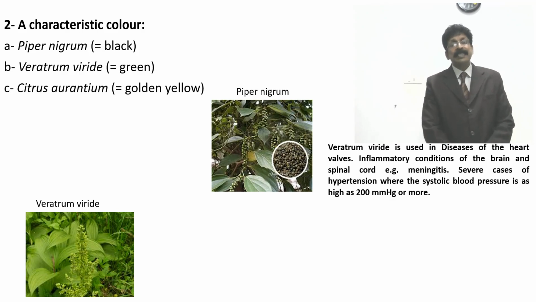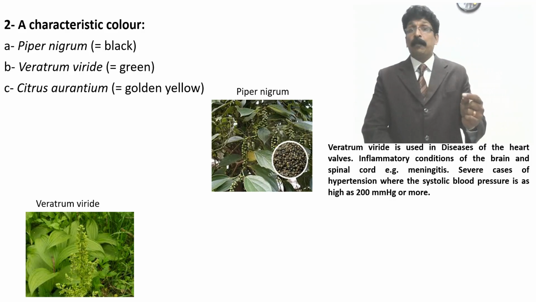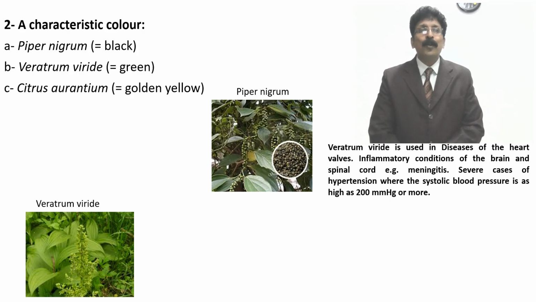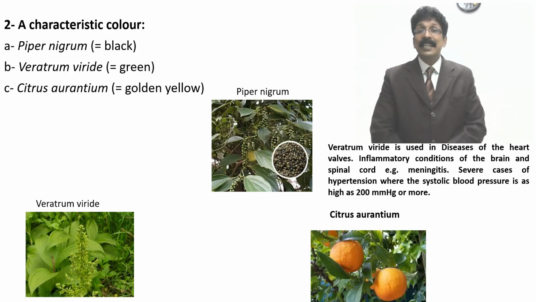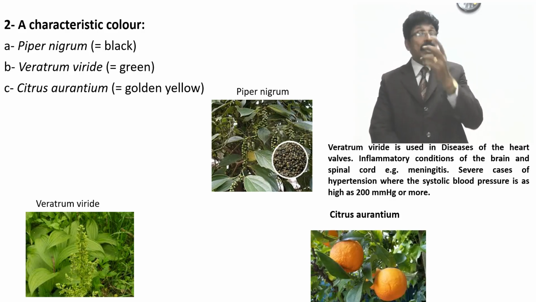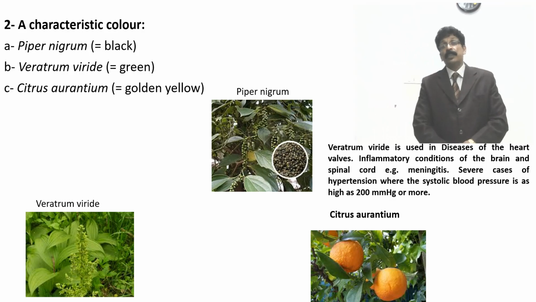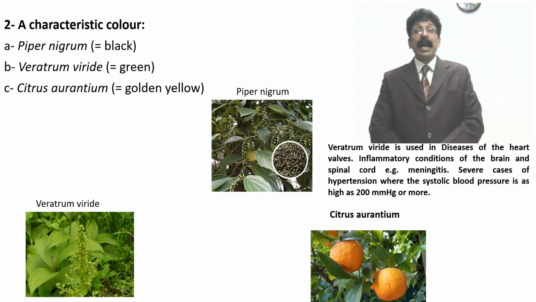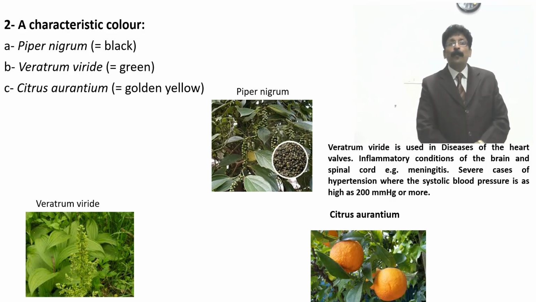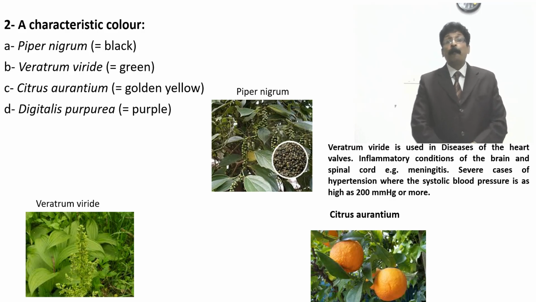Citrus aurantium. There are many citrus fruits, lemon and orange. This one is golden yellow. Citrus aurantium is actually a golden yellow color. There are many fruits, some green and some orange, but this is golden yellow. Aurantium stands for golden yellow. So see the botanical name, Citrus aurantium. And now purple color.